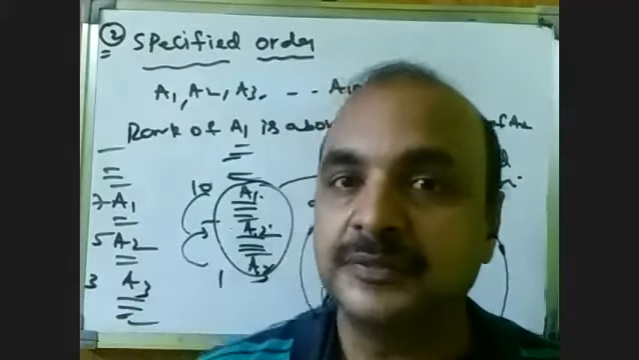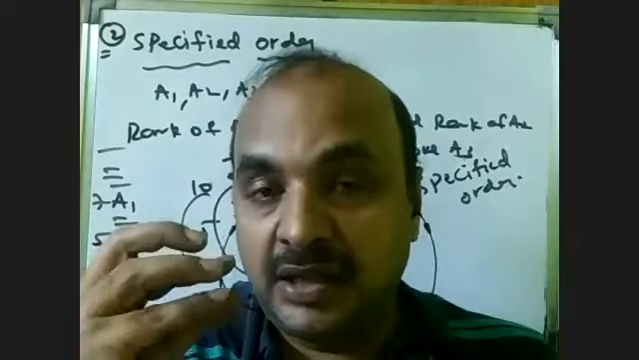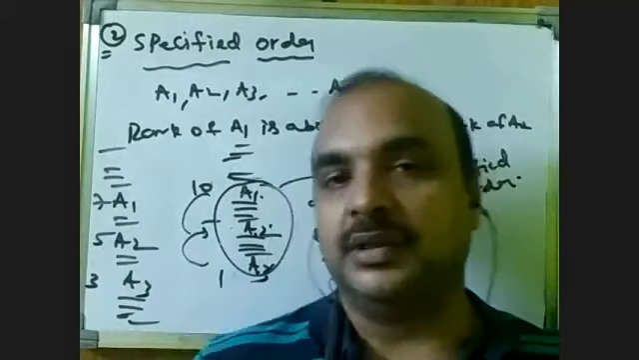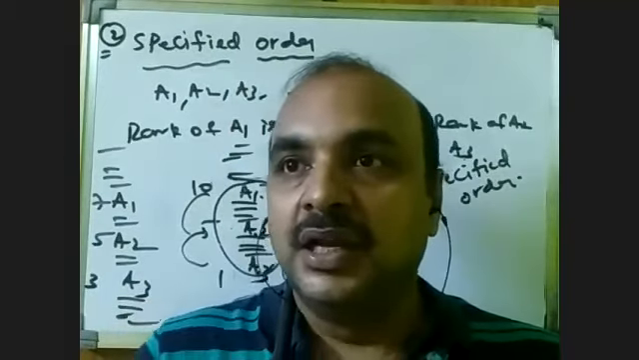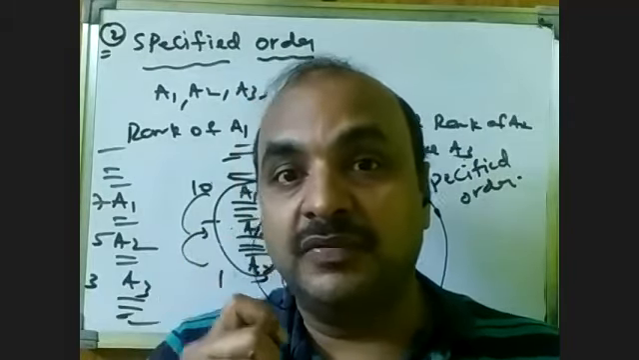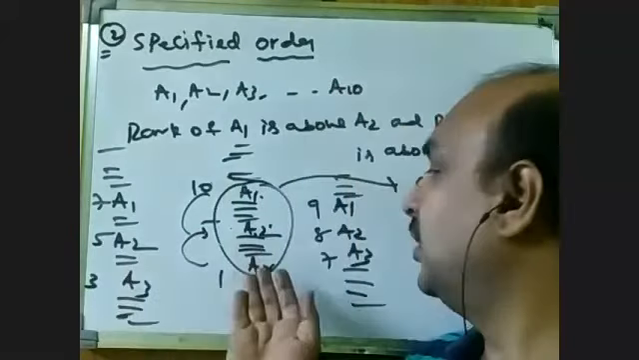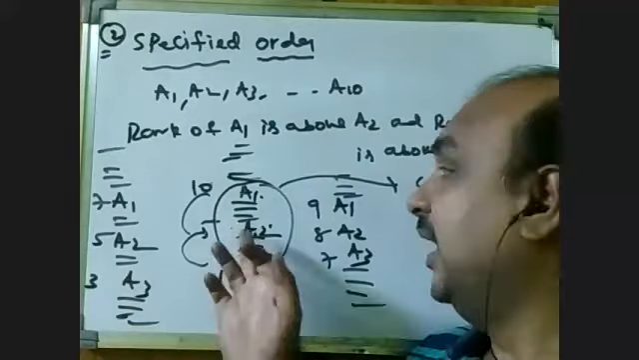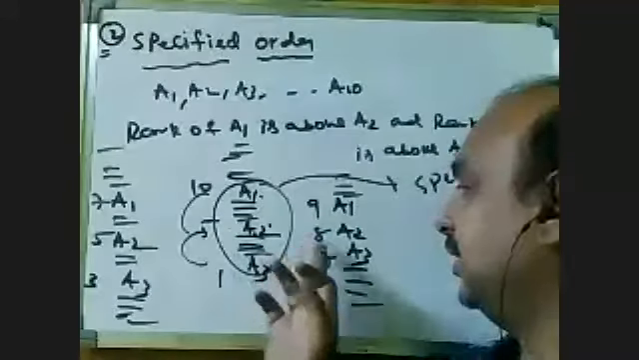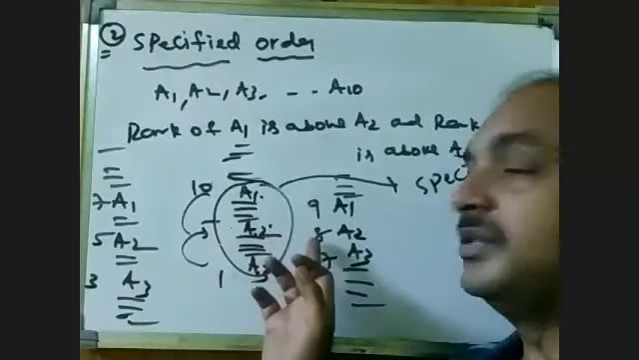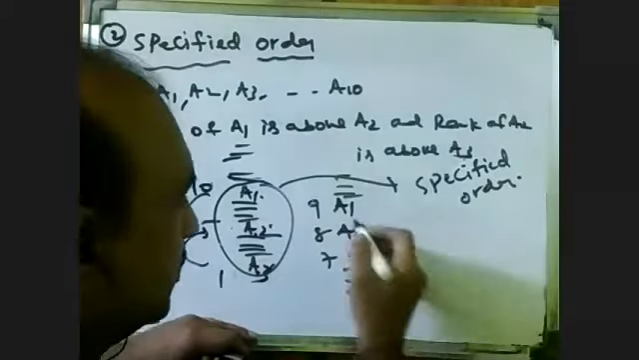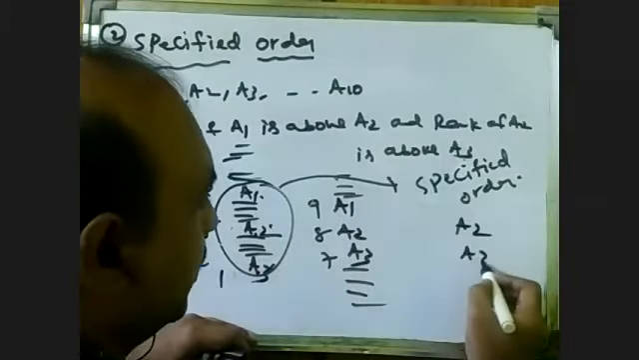So there are 10 students. Very clearly, the rank of A1 is above A2, and the rank of A2 is above A3. What it actually means is that the A2 rank should be more than A3, and the A1 rank should be more than A2. Or they may be consecutive also, like 7, 8, 9: 8 is greater than 7, and 9 is greater than 8. They should be like this. But it should not be like A2, A3, A1. This is wrong.